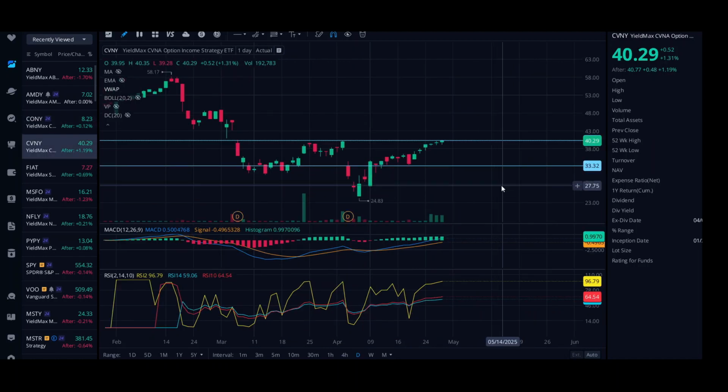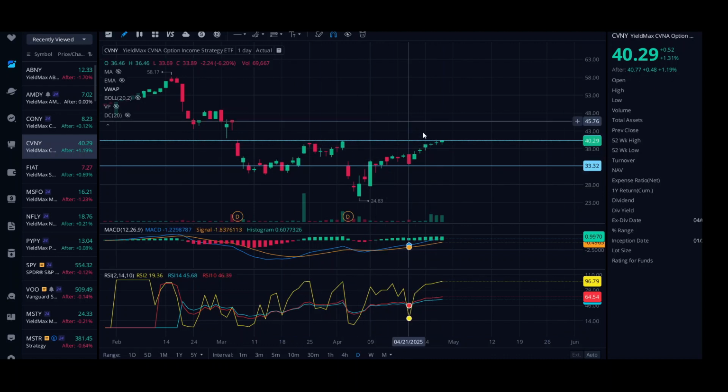CVNY, I've got a support line at 33.32, and I've got a resistance line here at $40.29. As you can see, that one has bumped this line quite a few times. After hours, we are above it, but we'll see what tomorrow actually brings. It would be a good sign if we can get above that $40.41 here and get on up.